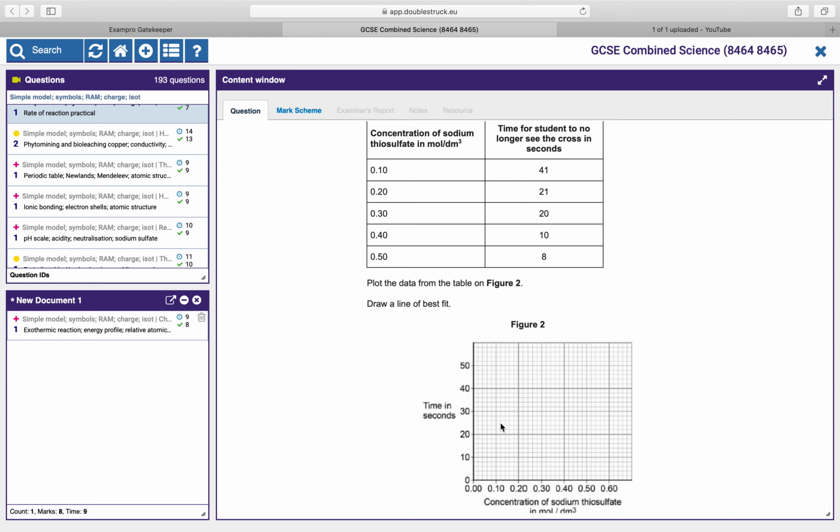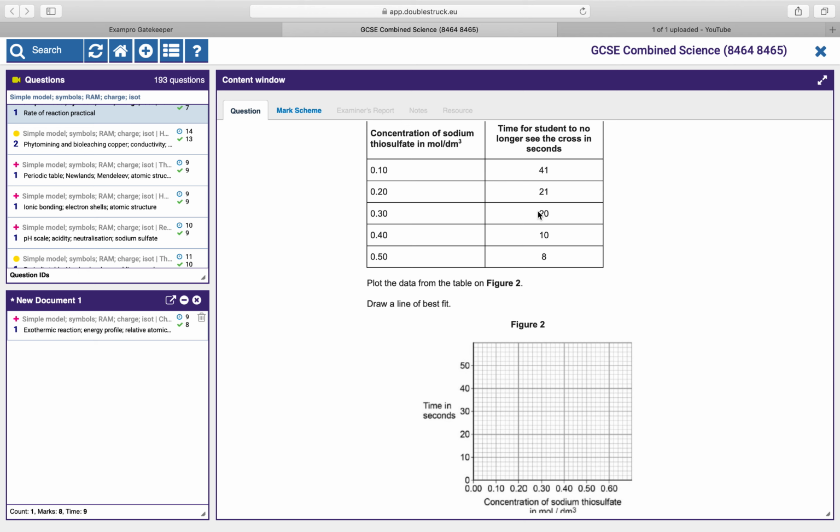Okay, so 0.1. You go up and you plot that for 41. 0.2. You plot that at 21. 0.3. That's 20. 0.4. That's 10. And 0.5. That's 8. Okay, so this is going to be a curve. You're going to see those weird points where those two are too close together. But that's fine.